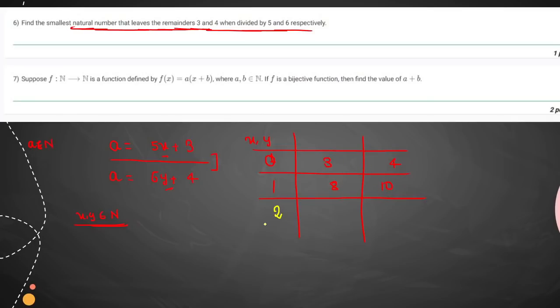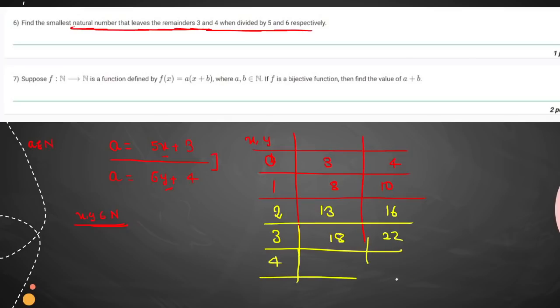When we substitute x and y as 2, it will give 13 and 16. Okay, 6 times 2 plus 4. When we substitute 3, it will give 18 and 22. When we substitute 4, it will give 23 and 28. When we substitute x as 5, it will be equal to 28 and 34.